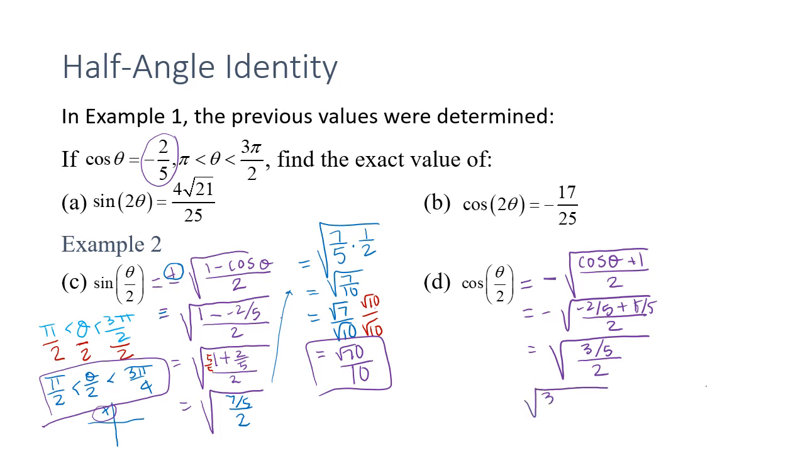Dividing by a fraction is the same thing as multiplying by the reciprocal. So this gives us the square root of 3 over 10. So the square root of 3 over the square root of 10. Multiply both the top and bottom by the square root of 10. And we get the square root of 30 all over 10.